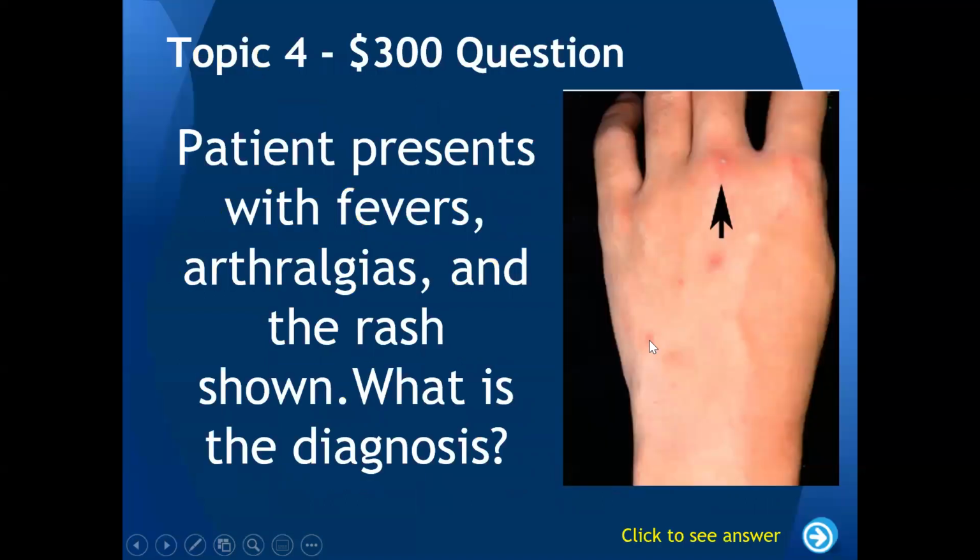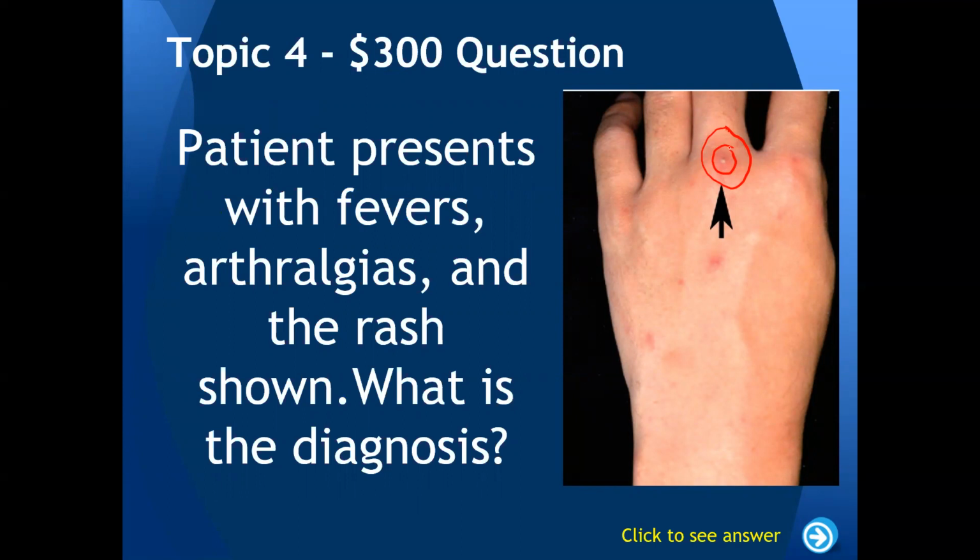STI 300. Patient presents with fevers, arthralgias, psoriasis. What is the diagnosis? Disseminated gonococcus. Good, very good thought. The only thing that differentiates that is, see that little pustule right there? When you're thinking about disseminated gonococcal, it's not really clear whether this pustular rash is actually infection or if it's kind of a hypersensitivity immunological reaction.